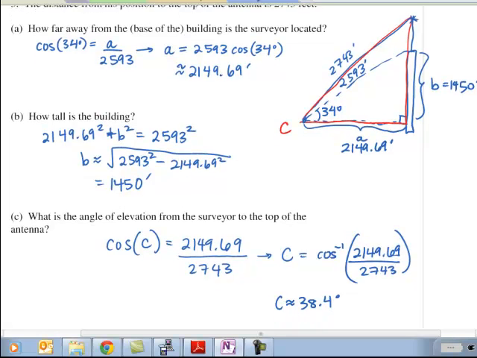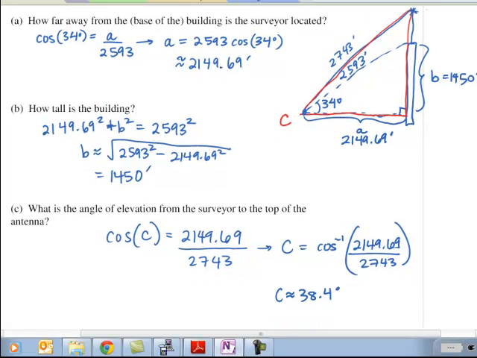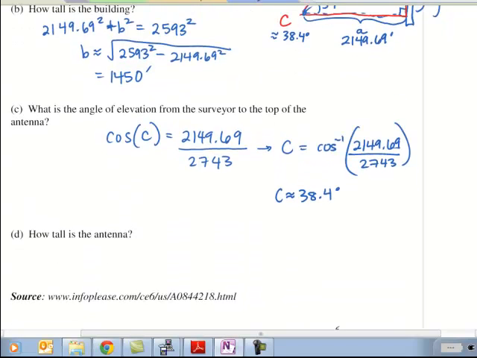we could figure out the longest side, including the building and the antenna. So if we call that H, we've got this angle here, C, about 38.4. We're looking for the opposite side, and we have the adjacent side or the hypotenuse. We could pick either one. Let's use the opposite side and the hypotenuse. Then we'd want the sine function. So we could say sine of 38.4 is H over 2743.